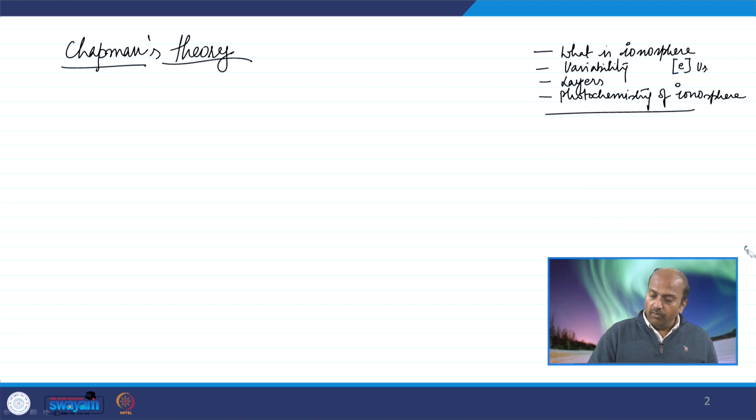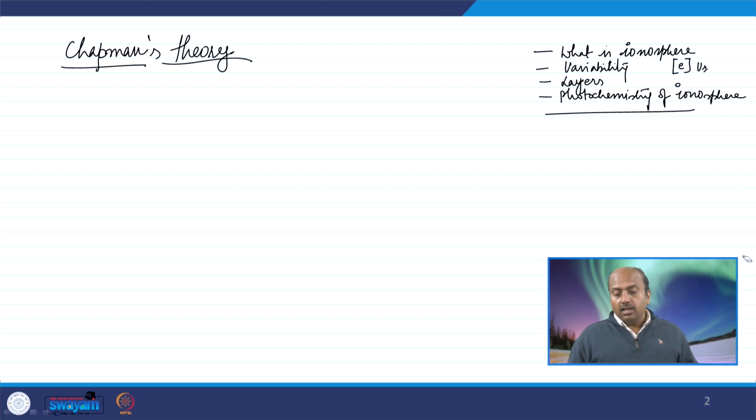In this class and probably the next class, we will look at the various assumptions that Chapman's theory begins with, and we will derive the production rate of electrons with respect to height. In the process, we will try to understand which variables are relevant for deriving the height distribution of electron density. So, Chapman derived the shape of such a layer mathematically. Chapman's theory is the mathematical treatment of deriving the height distribution of electron density in the ionosphere.